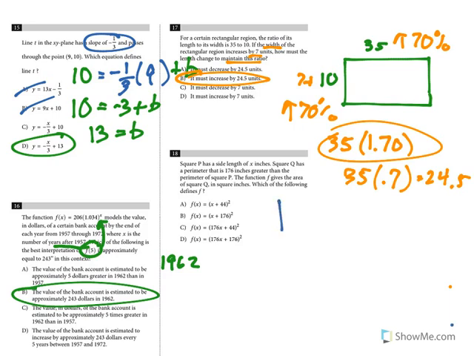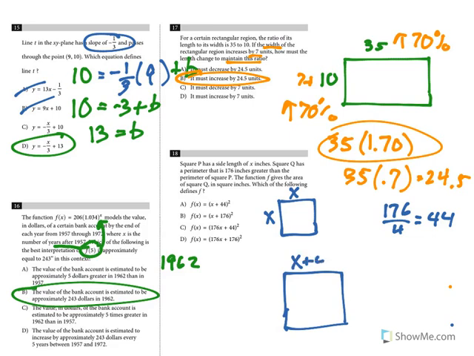18. Square P has a side length of x inches. Now it says Q has a perimeter 176 greater. So 176 divided by 4 is going to give me 44. That means the side length has to be 44 greater, because if the original one is x, the new one is going to have to be x plus 44 on the side. Because if each side is an extra 44, then the sum of the sides is going to be 4x plus 176, which is 176 greater than 4x.